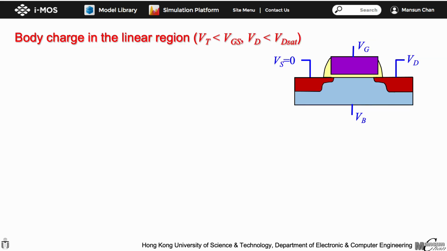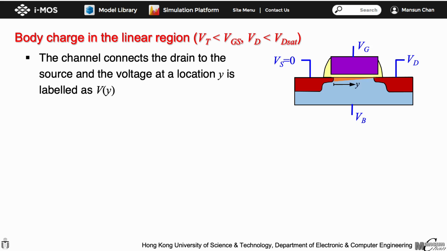In the strong inversion mode, the MOSFET can operate in the linear region or saturation region. We will first deal with the linear region having a gate voltage above Vt and a drain voltage smaller than the saturation drain voltage Vd set. As the channel now connects the drain to the source, the channel voltage will increase along the y direction from 0 to the drain voltage. We denote the channel voltage at the particular location y as Vy.